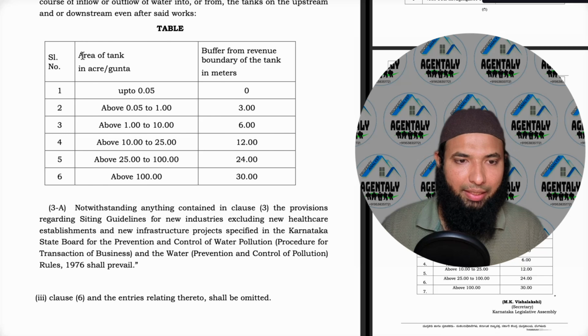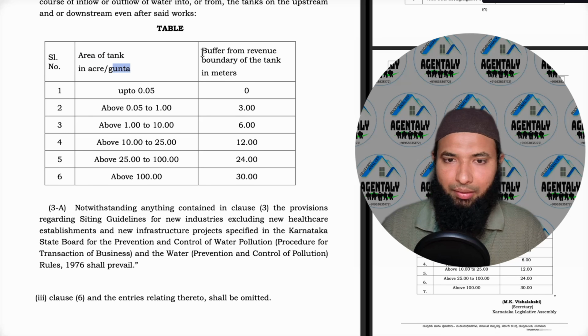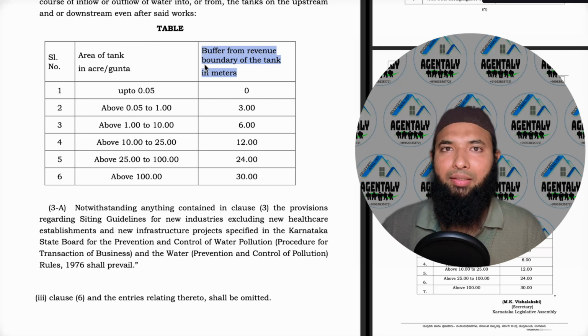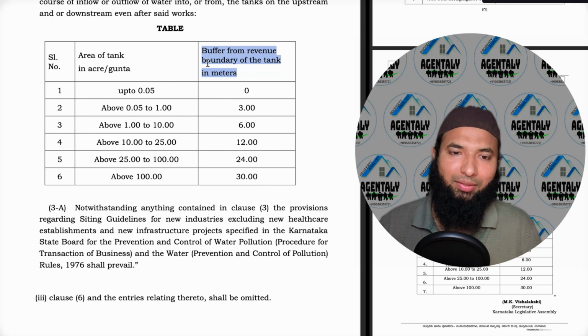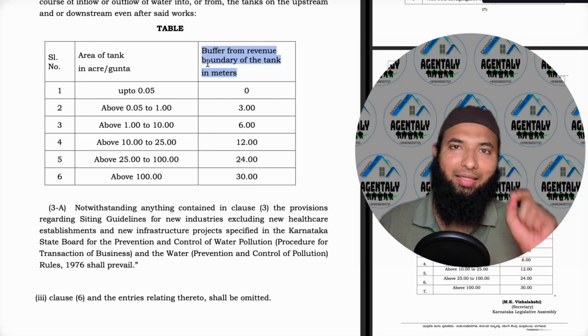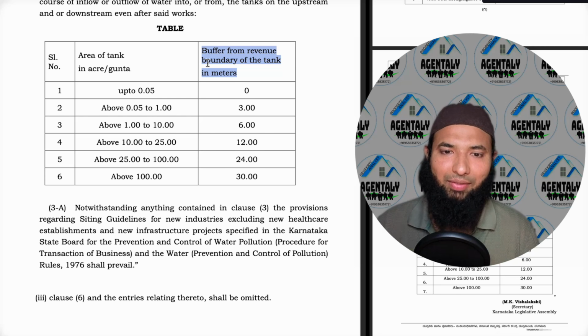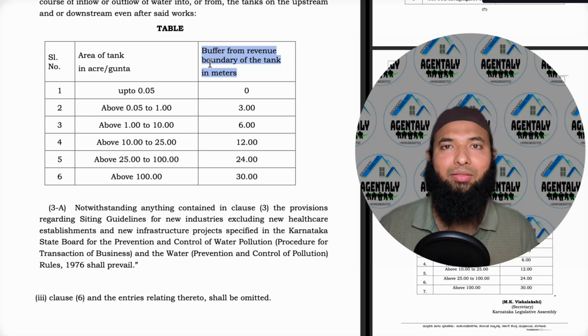Now let us read. Area of the tank is in acre or gunta. Buffer from the revenue boundary of the tank in meters. So maximum people misread this and misunderstand. What they do is they just see where water is ending and they measure from there. So that's very wrong. You have to measure from the lake boundary. So that is not that easy.